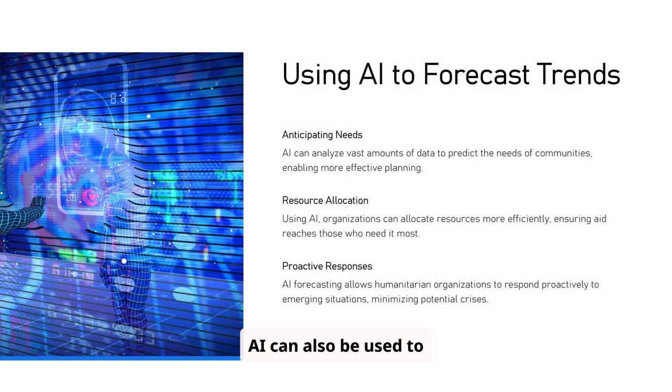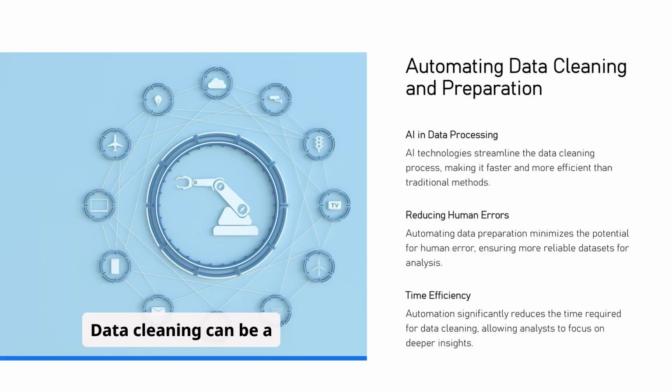AI can also be used to forecast trends and anticipate future needs. By analyzing historical data, AI can help you predict community needs, allocate resources more efficiently, and respond proactively to emerging situations. This allows you to stay ahead of the curve and be better prepared. Data cleaning can be a time-consuming and tedious task. AI can automate this process, streamlining your workflow, reducing human errors, and freeing up your time for more strategic activities. This means you can focus on what matters most, helping people.